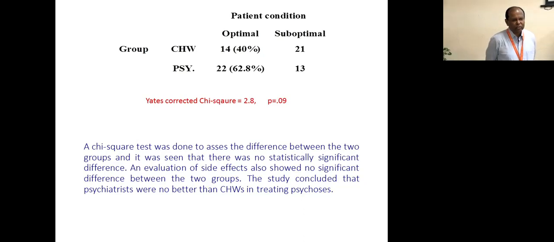This is what will happen if you accept the null hypothesis. In many places, this is what happened. Therefore, they started training community health workers. First of all, phrasing the question is not correct. You cannot say compare, because that means you are not very clear. At least you should say that community health workers are non-inferior in treating psychiatry.